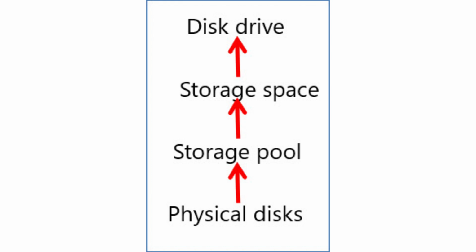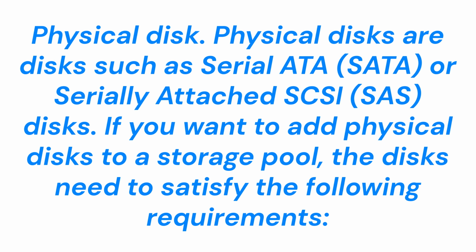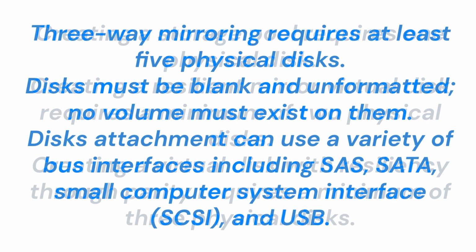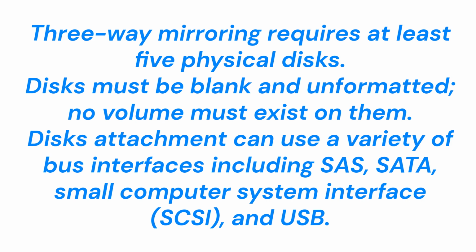Physical disk. Physical disks are disks such as serial ATA, SATA, or serially attached SCSI, SAS disks. If you want to add physical disks to a storage pool, the disks need to satisfy the following requirements. Creating a storage pool requires one physical disk. Creating a resilient mirror virtual disk requires a minimum of 2 physical disks. Creating a virtual disk with resiliency through parity requires a minimum of 3 physical disks. Three-way mirroring requires at least 5 physical disks.